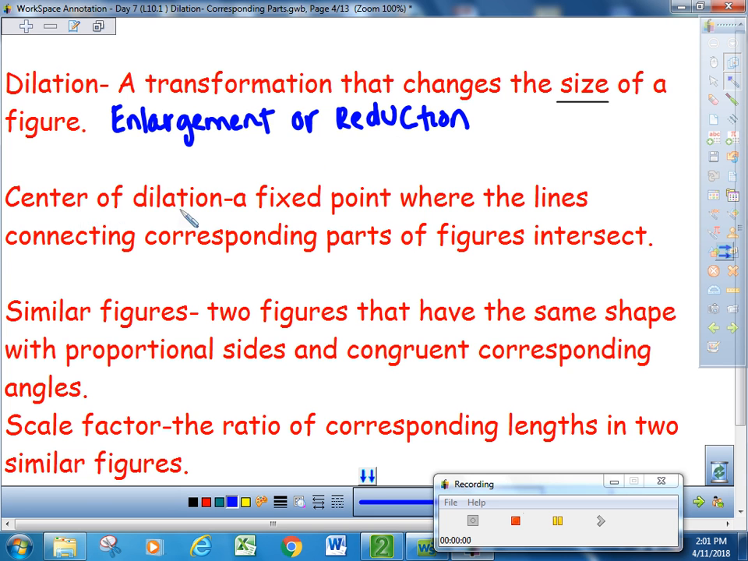And then we know what the center of dilation is going to be. It's a fixed point where lines connecting corresponding parts of a figure intersect. The center of dilation for us will always be at the origin.